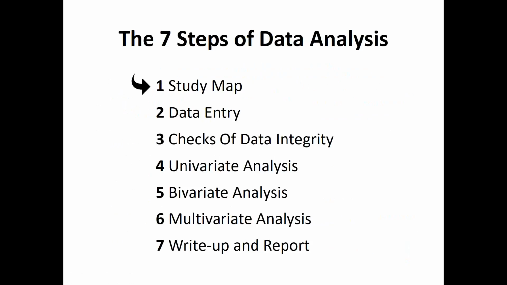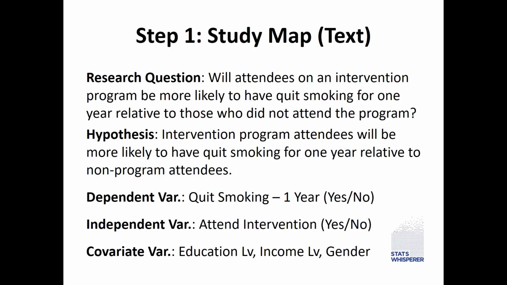All right. So for our sample study, our vehicle for learning, we're going to look at our study map. We're talking about quitting smoking. Specifically, if somebody goes through an intervention program, say we have 100 people, 50 go through an intervention program and 50 don't. Well, the 50 that went through the intervention program, will they be more likely not to start smoking again at the end of 1 year?